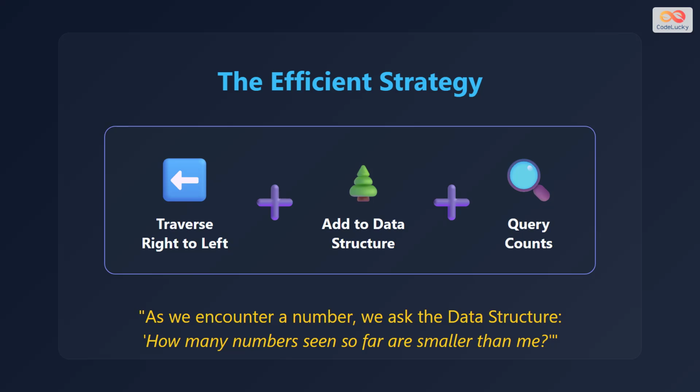To optimize this, we need a better strategy. Instead of scanning forward, let's traverse the array from right to left. As we encounter each number, we do two things. First, we query a data structure to see how many numbers already processed are smaller than the current one. Second, we add the current number to that data structure so future queries can see it.